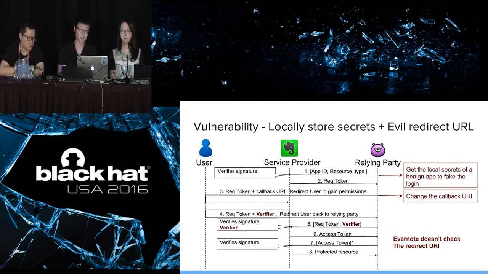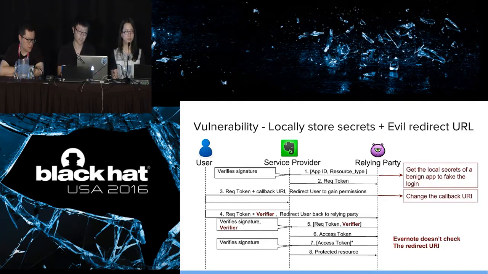So what we did there is, first of all, similar to the last attack, we get a locally stored secret from a relying party using Evernote, and at step 3, we change the callback URL into a callback URL we control. It's like an evil redirect URL. What Evernote did wrong at that time is that Evernote didn't check the redirect URL, whether it matched the one the relying party registered, whether it's a legitimate redirect URL. It just redirects the request token and verifier back to whatever URL is provided.